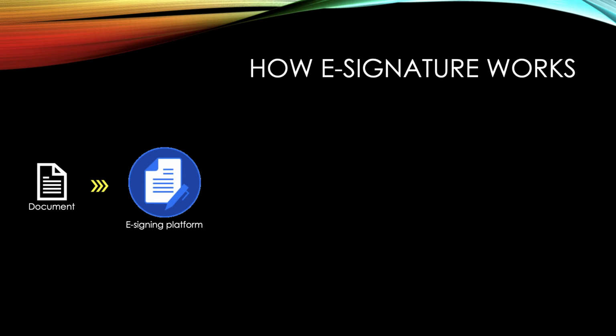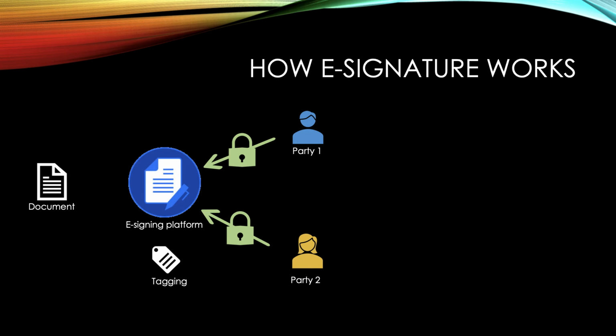Now, how does e-signature work? E-signature is a lot more straightforward. A document to be signed is uploaded to an e-signing platform. Metadata is then attached to the document to classify and file it. Users will then log into the e-signing platform with whatever login mechanisms they have and sign on the document.